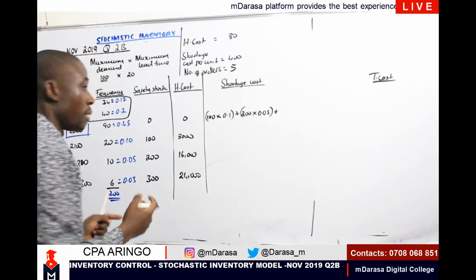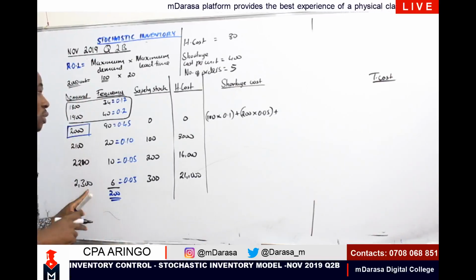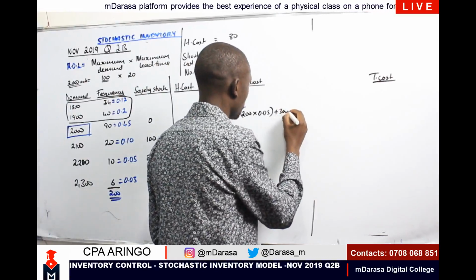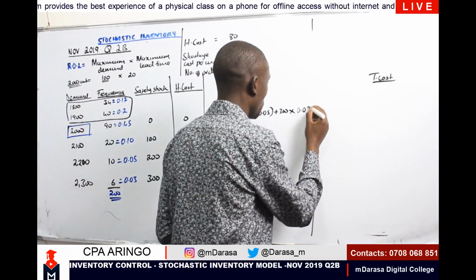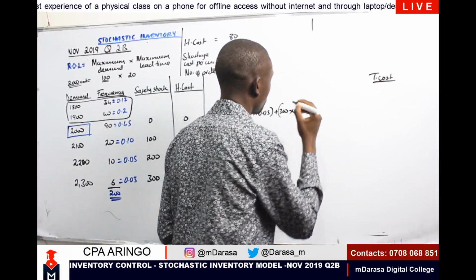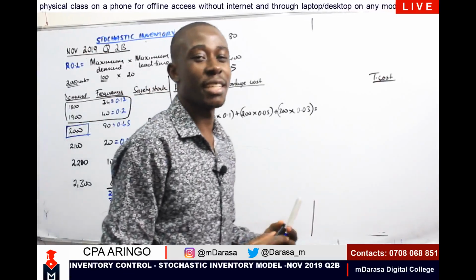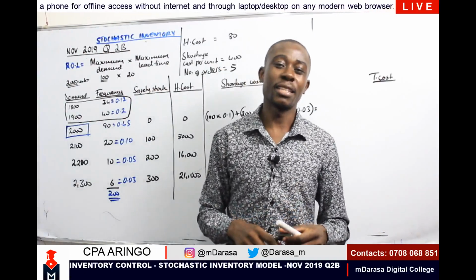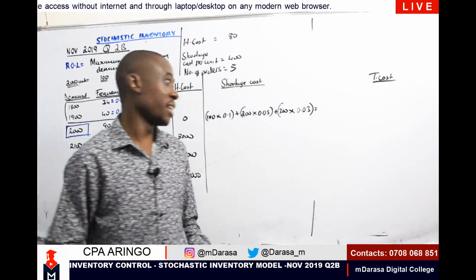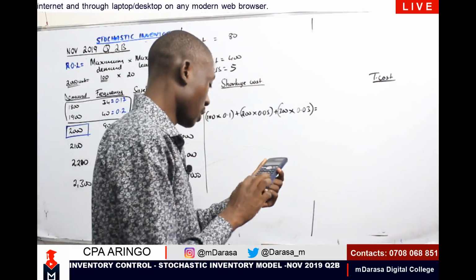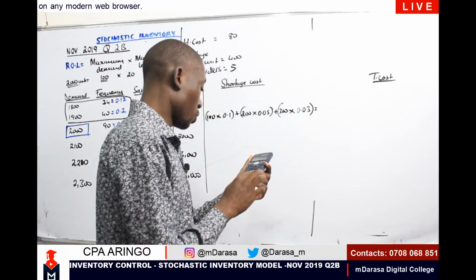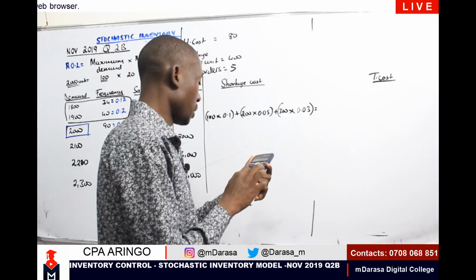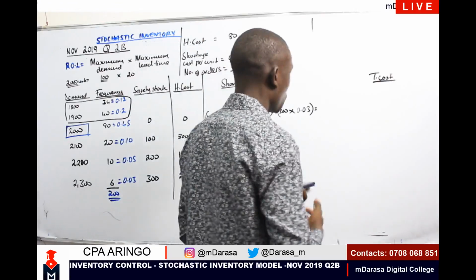We are going to add the other component. If my demand level is 2,300 and we only have 2,000, our shortage units will be 300. The probability of us having 2,300 is 0.03. That should give us our expected shortage in units. In this case, I'm going to have 100 by 0.1, we add 200 by 0.05, we add 300 by 0.03. So in this case, we should be having 29.